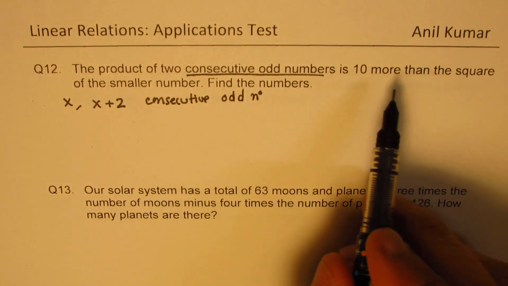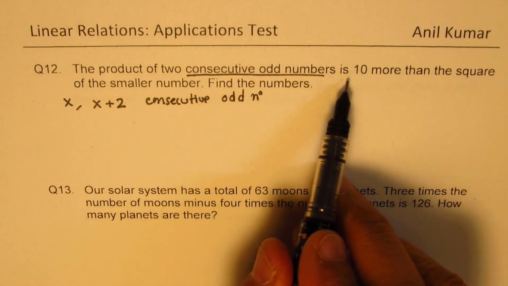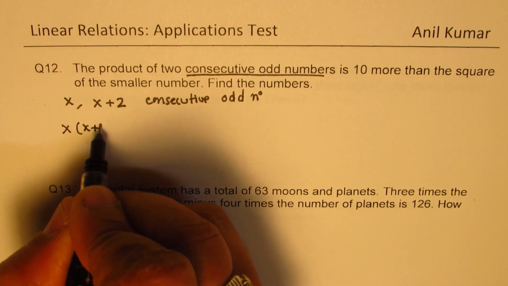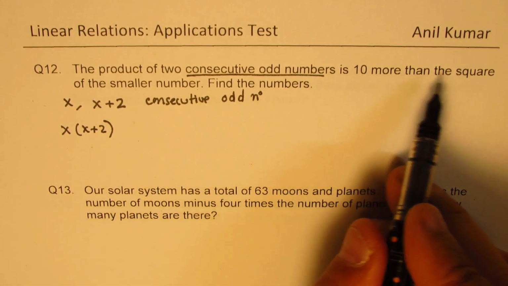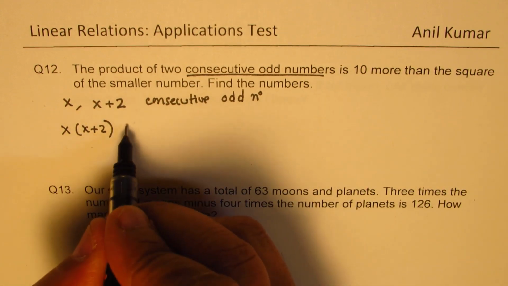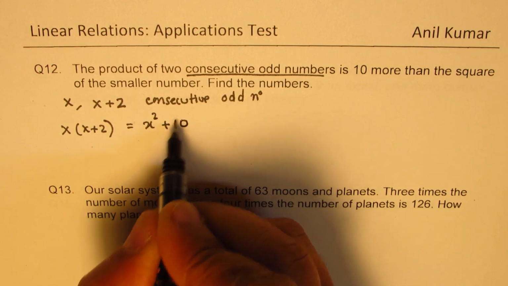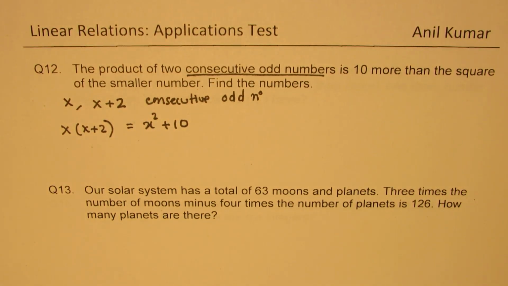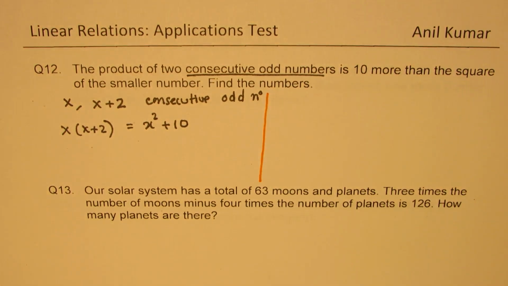Okay. Now the question is, the product of two consecutive odd numbers is 10 more than. So product will be x times x plus 2. So product of two consecutive odd numbers is 10 more than square of the smaller number. So square of the smaller means x square plus 10. Does it make sense to you? 10 more than square. Find the numbers. So that is the equation which we have, and now we have to solve this equation to find the solution.